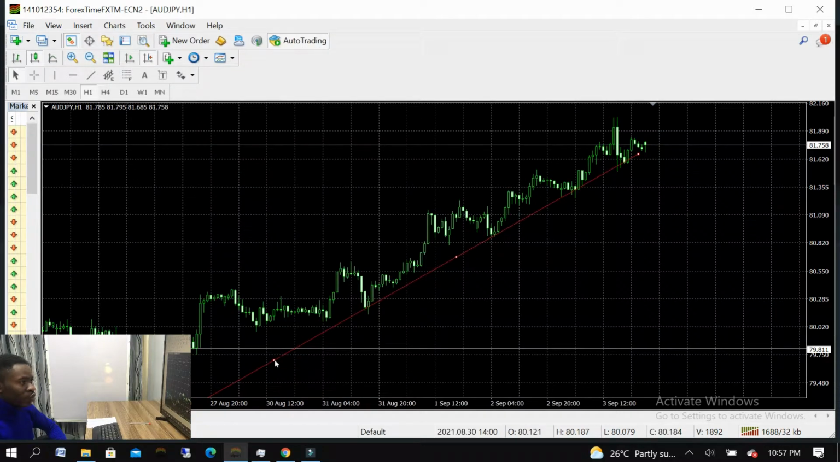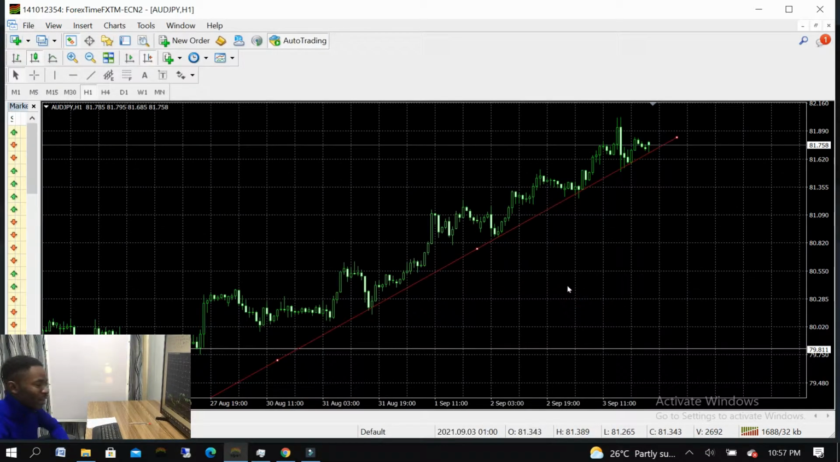Good. The reason why I say this is perfect is because it's connected this low, this low, this low, and this low. Wow, this is even a current market situation. This September 3. Okay, this is a good market condition.